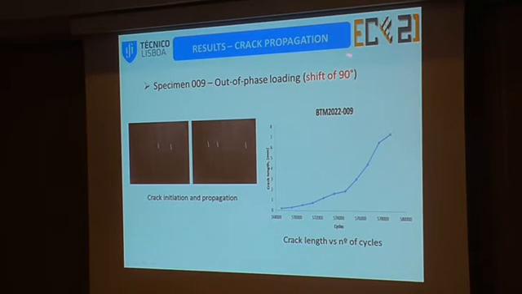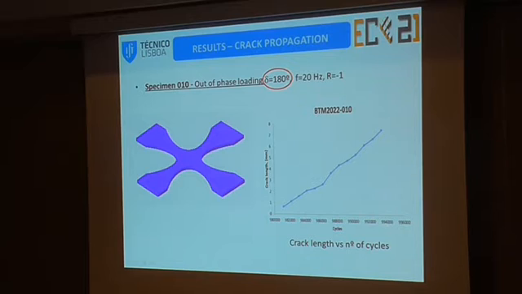We also performed it for a shift angle of 90 degrees, so we have here from 0.2 millimeters until about 600,000 cycles, almost there. And finally, we have delta equal to 180 degrees. We have also performed tests. This means we have this one in tension and this one in compression, and we also obtain the crack growth, the number of cycles versus the crack length.